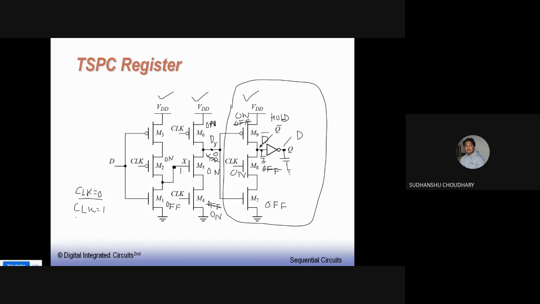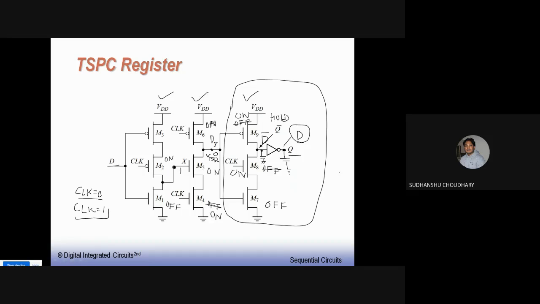So when clock is 1, it is a positive edge triggered register. Whenever the clock makes a transition from low to high, that is 0 to 1, the D input is copied to the Q output here. So D is copied here. In this way, the operation of any logic circuit can be understood.